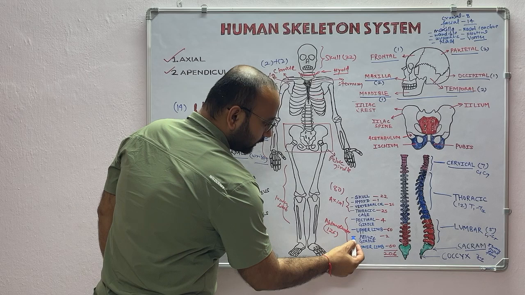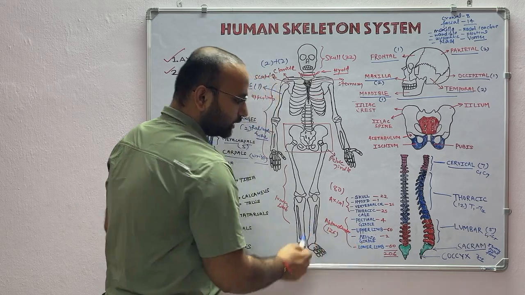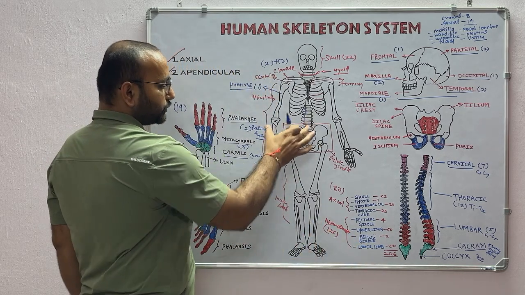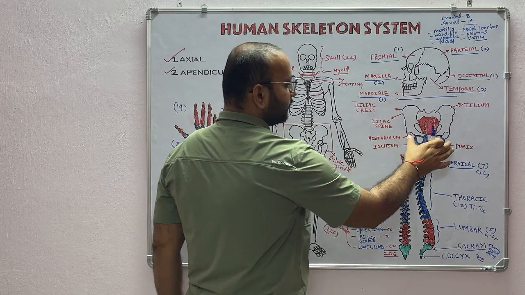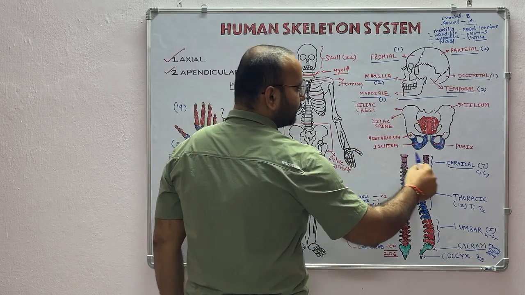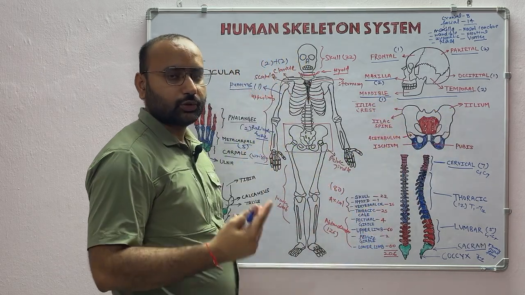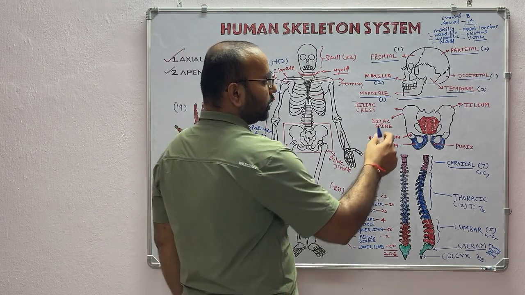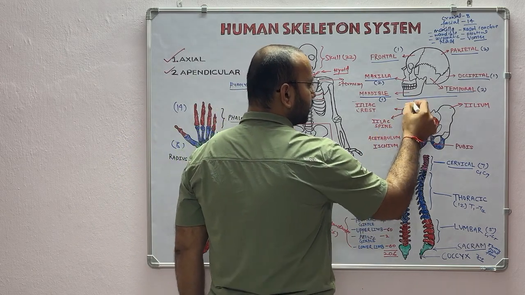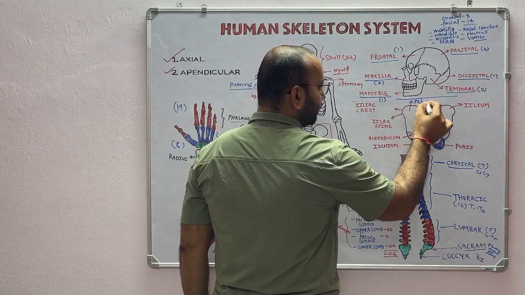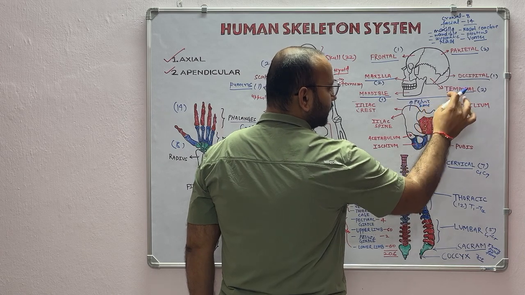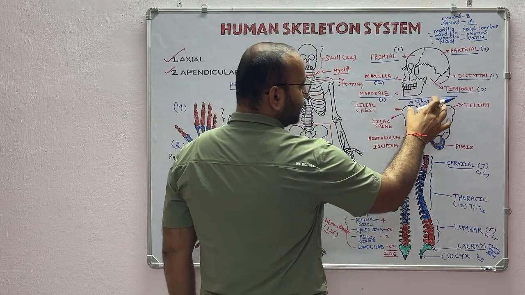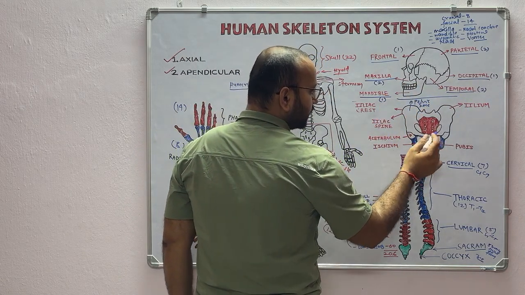Coming to the other part of the appendicular skeleton, which is the pelvic girdle. So the pelvic girdle is shown here. Now let us discuss this pelvic girdle in detail. This whole pelvic girdle consists of 2 bones joined together, right? So you have the left pelvic bone and the right pelvic bone. So these 2 bones are joined together, right?